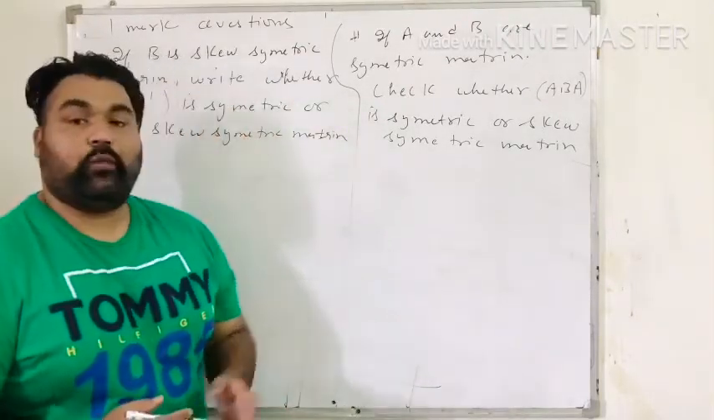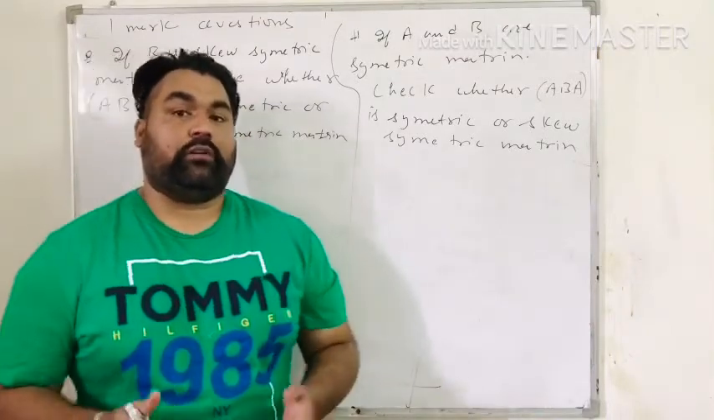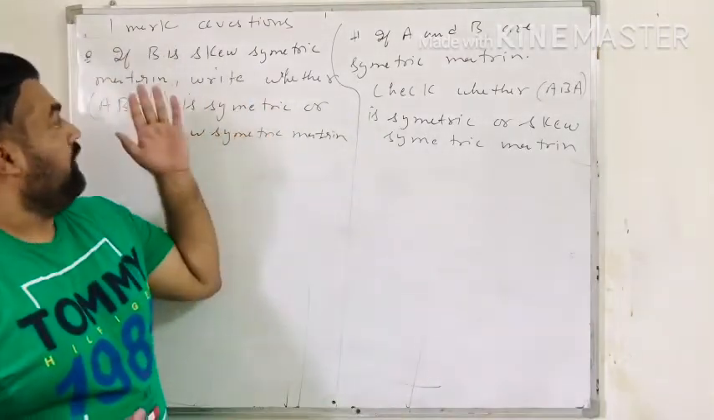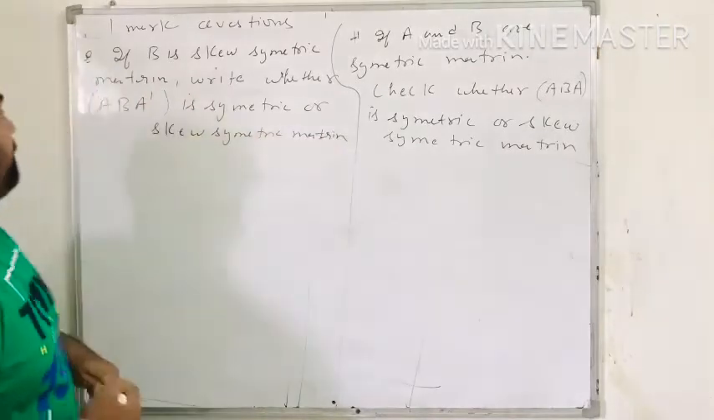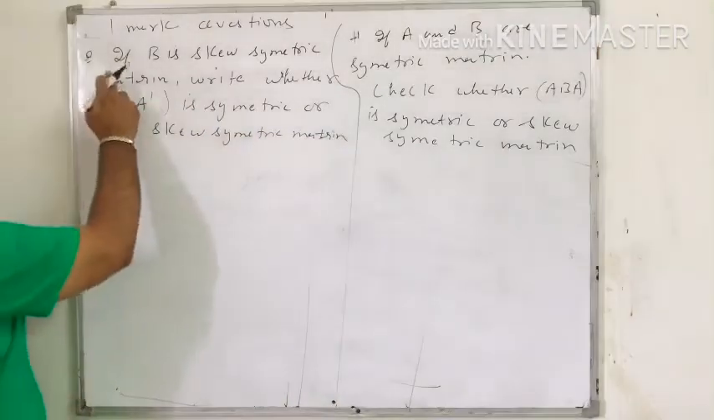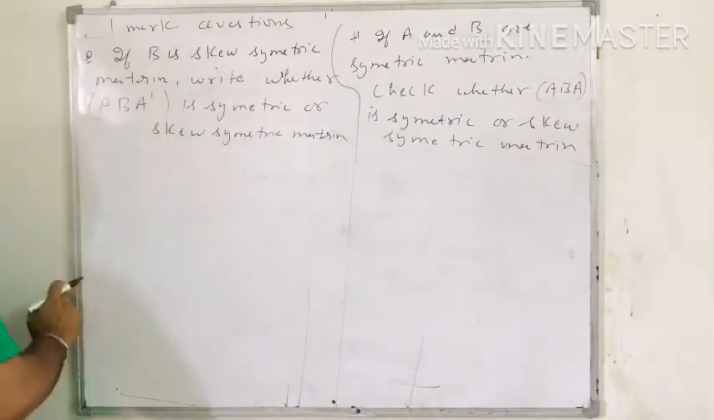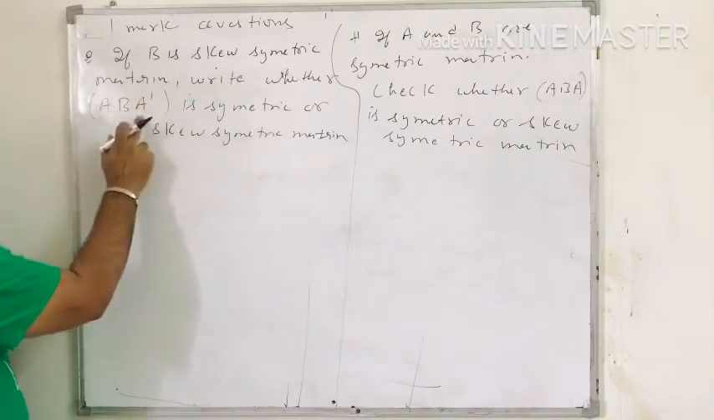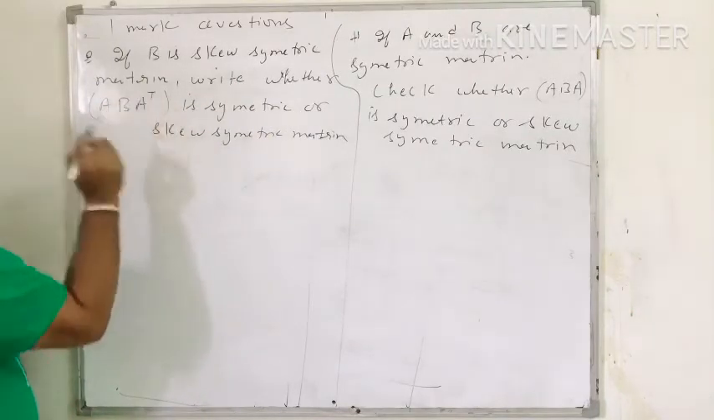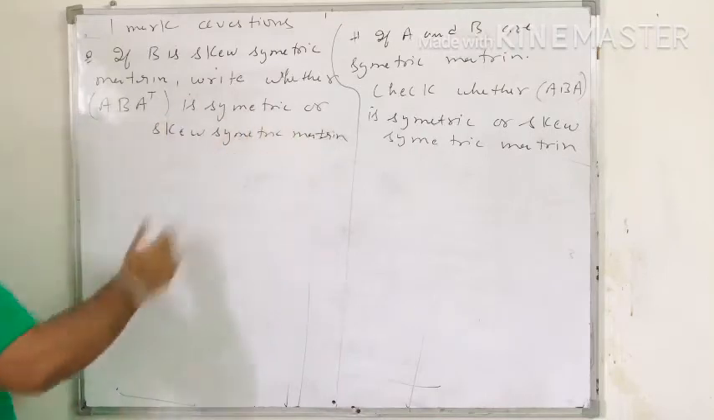Today we will discuss the 1 mark questions, or we can say MCQ or 1 mark word questions related to matrix and determinants. For example, the first question is: if B is a skew symmetric matrix, write whether AB, A transpose is symmetric or skew symmetric.